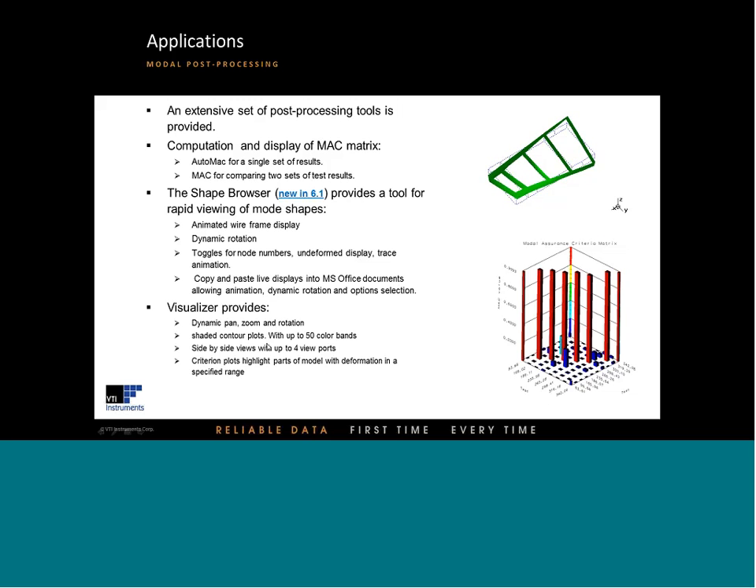And then we have another post-processing tool, Visualizer, that provides dynamic pan, zoom, and rotation, shaded contour plots with up to 50 color bands, side-by-side views with up to 4 viewports, and also criterion plots for highlighting parts of the model with deformations in a specified range, which can be based on percentage. So you can look at the regions that have the highest deflections, and you can apply other criteria to the display.